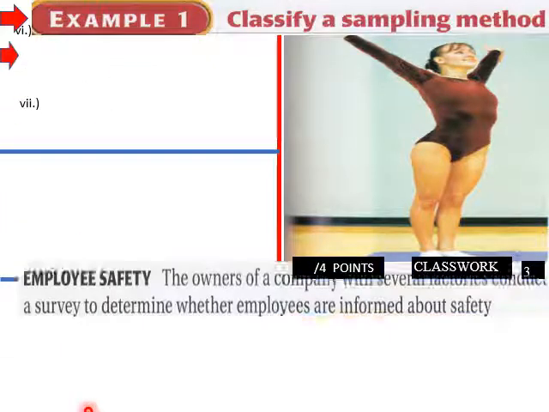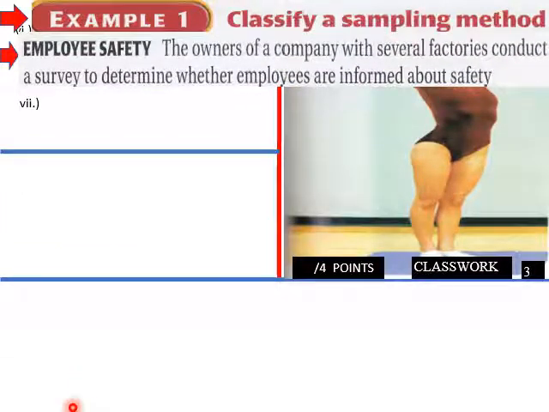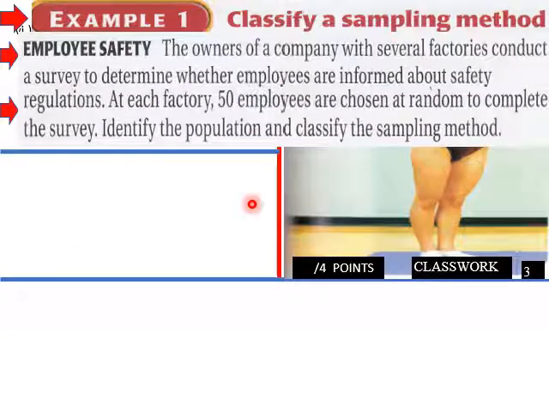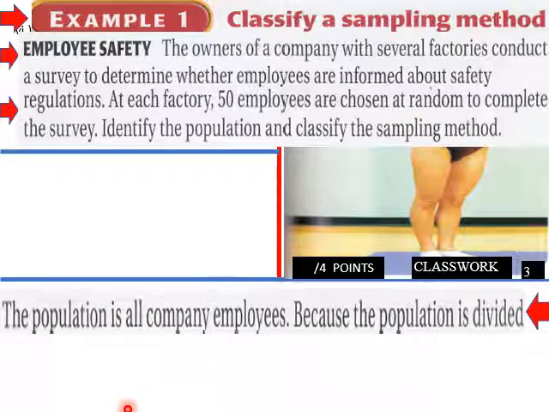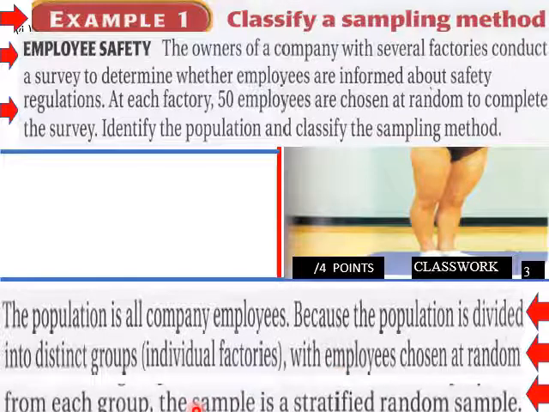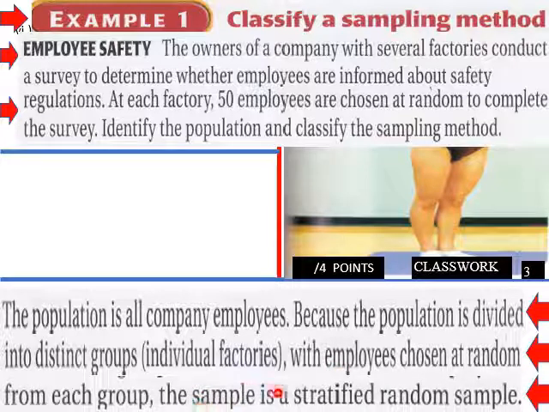Example 1, classify a sampling method. Employee safety. Owners of a company of several factories conduct a survey to determine whether employees are informed about safety. At each factory, 50 employees are chosen. The population is all company employees. Because the population is divided into distinct groups with employees chosen at random, the sample is a stratified random sample. So here's an example of this form of sampling, stratified random sample.